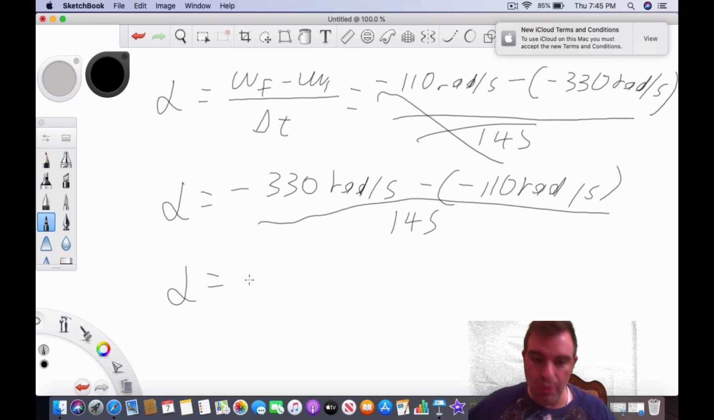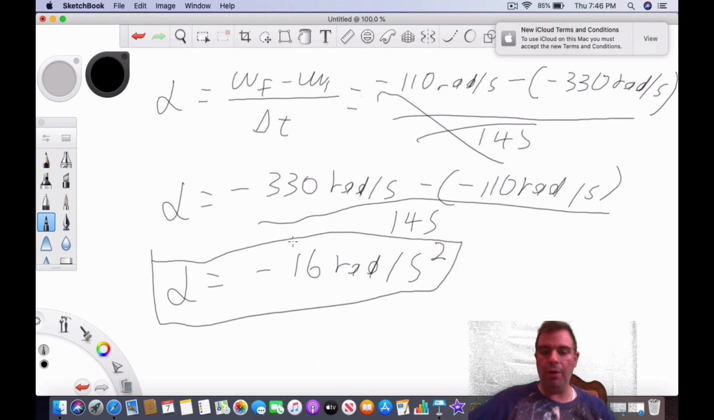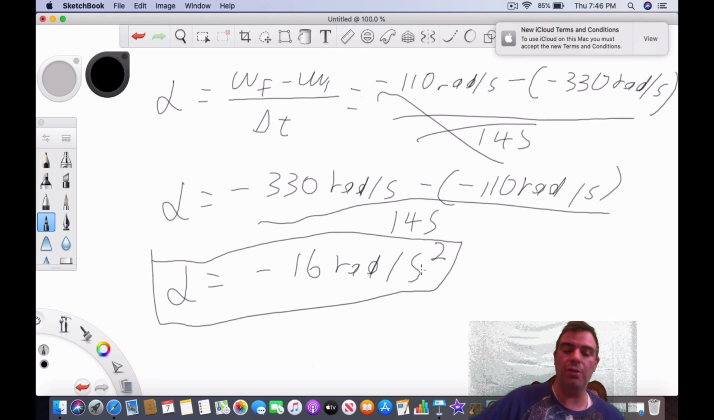If we do this, we clearly see that negative times negative is going to be positive. So 110 is going to be 220 divided by 14. That's going to be negative 16 rad per second squared. And notice how similar the units are to linear: instead of meters per second squared, it's now rad per second squared.